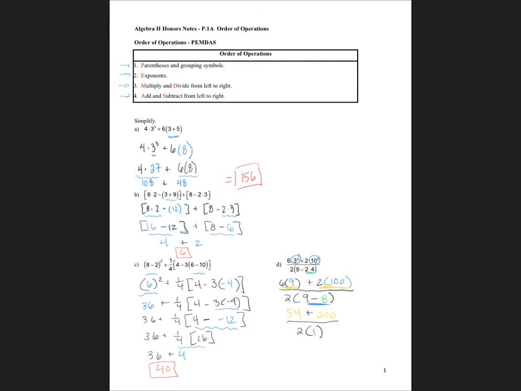Now in the numerator, I'm going to continue to use the order of operations, but I just have addition. So I'm going to simplify the numerator and get 254 over 2. And can I simplify that further? Absolutely. 254 divided by 2 is 127. So my answer is 127. Hopefully you got those right.